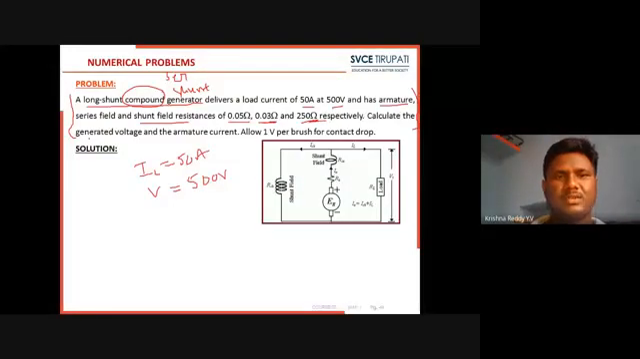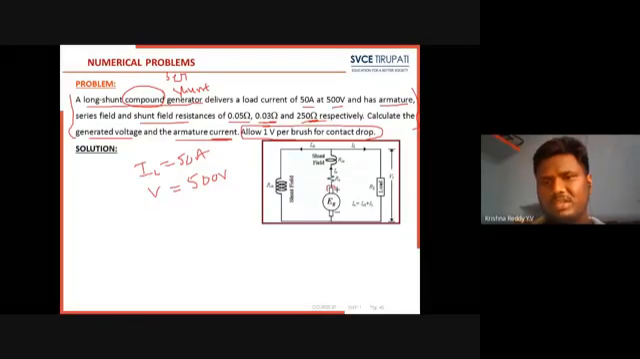Calculate the generated voltage and armature current. Given 1 volt drop per brush contact. Here we have two brushes for the armature. For one brush we have 1 volt drop, so for two brushes we have 2 volts drop. The total brush contact drop is 2 volts.